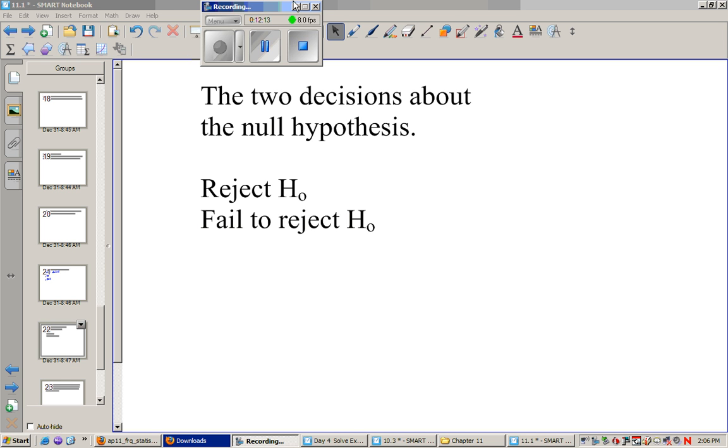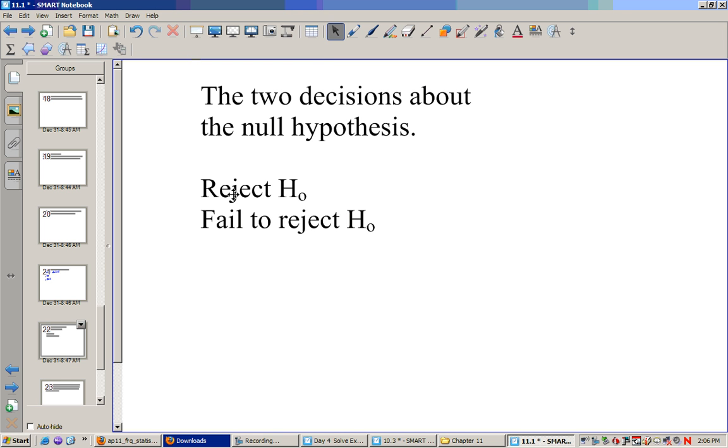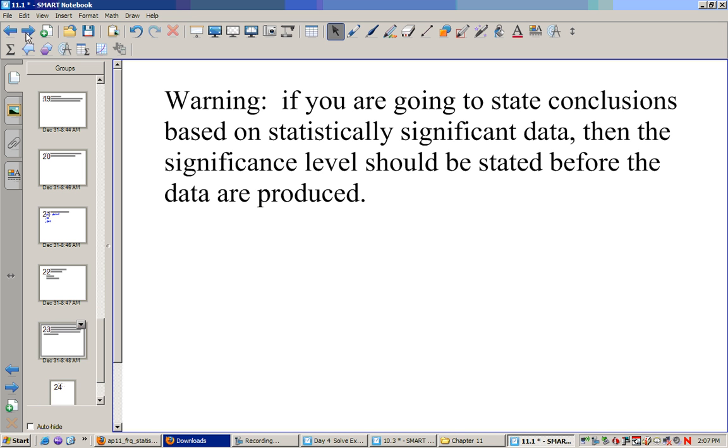All right, now once we get our p-value, we have two decisions. We can either reject the null hypothesis, or we can fail to reject the null. We never accept the null or accept the alternative hypothesis. We either reject it or fail to reject the null. If you're going to state conclusions based on statistically significant data, the significance level should be stated before the data are produced.